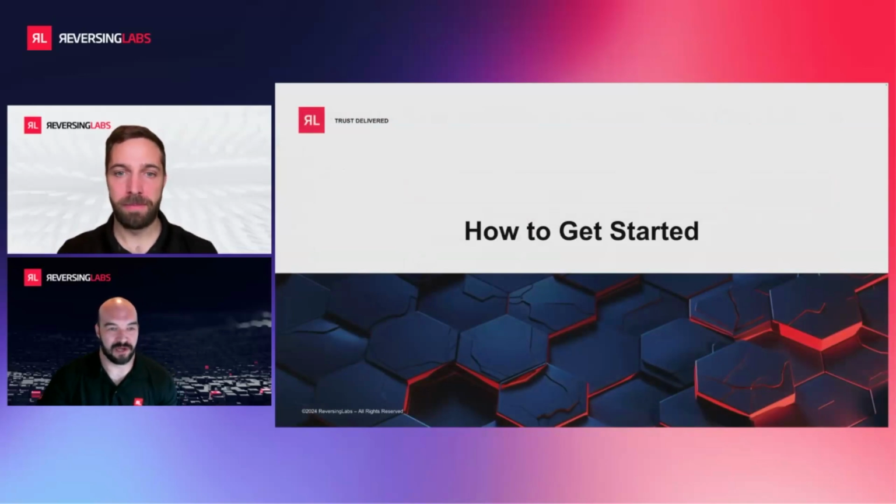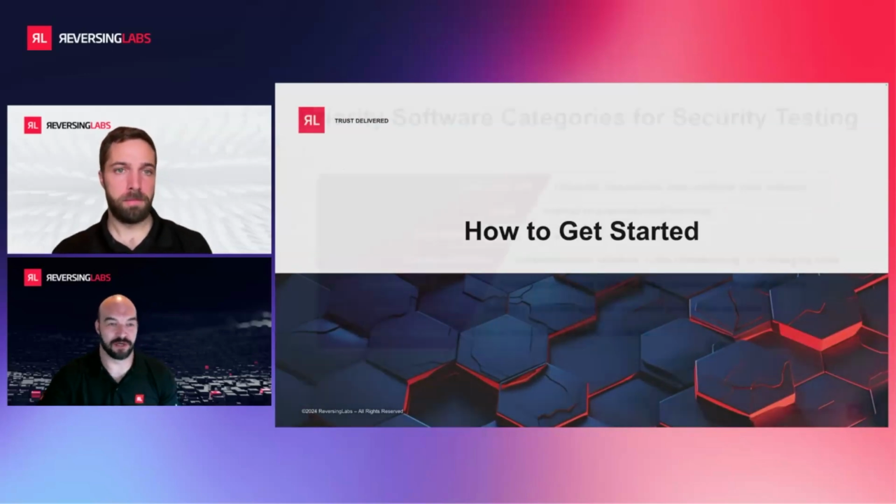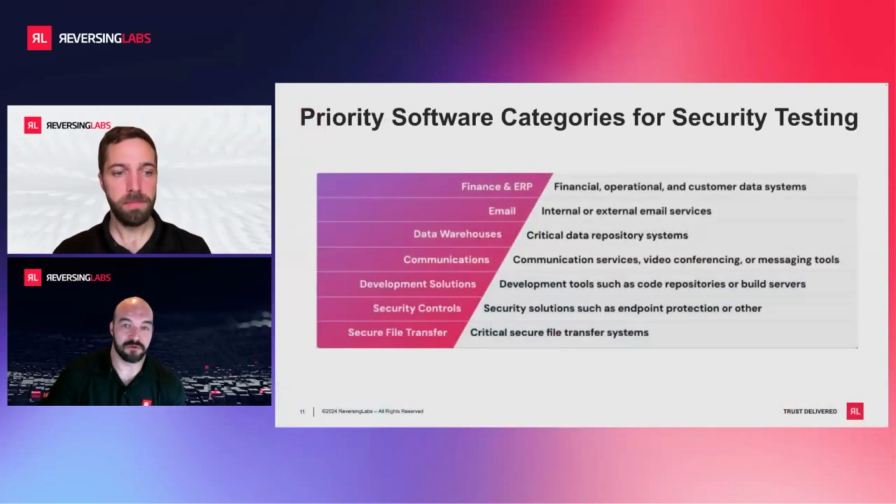Let's talk a little bit about the processes. How can we get started today, and if we wanted to tackle this right away? Let's talk about some of the priority software categories that would be paramount, that would be the first candidates for onboarding into a third-party software risk management program.